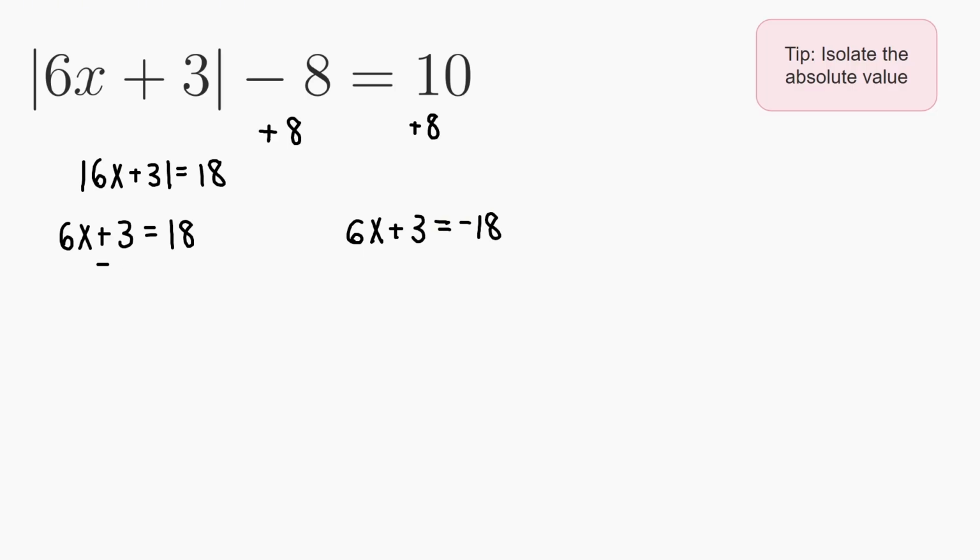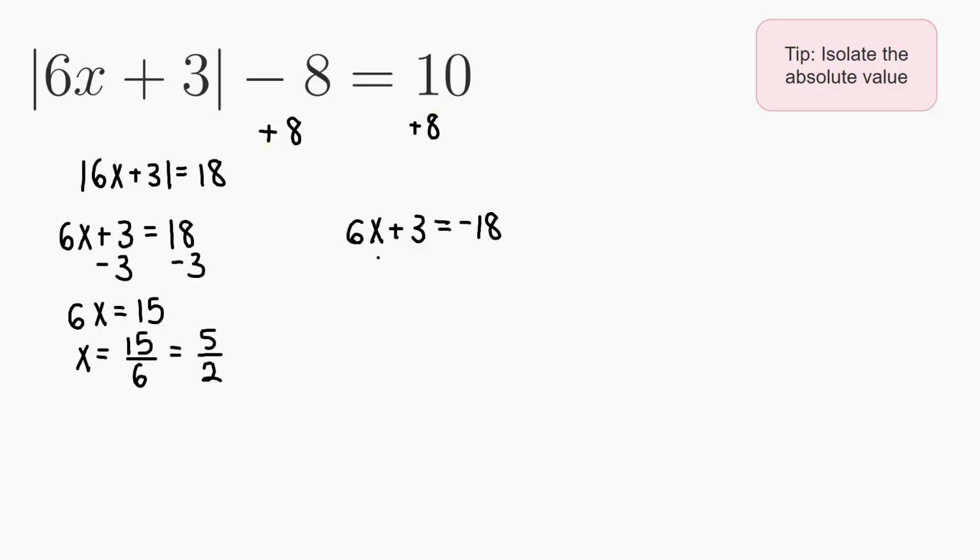So let's subtract 3 from the side. And we get 6x equals 15. We get x equals 15 divided by 6. Or we simplify, divide both by 3, we get 5 over 2.